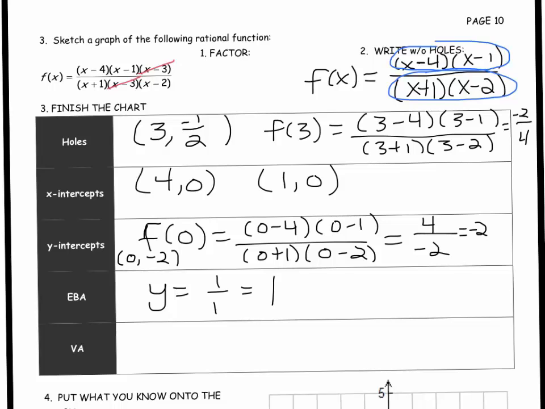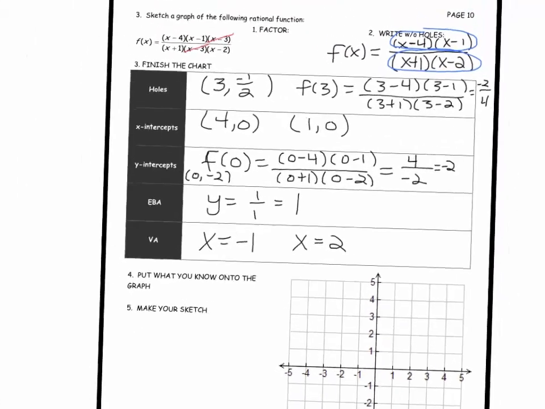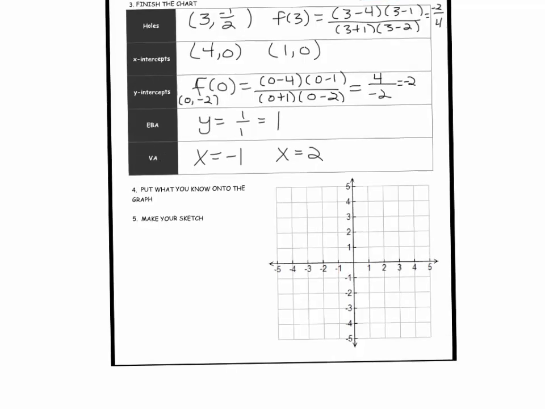And for the vertical asymptotes, you want to look at what x values would make the simplified version of the function undefined. It looks like I've got an x plus 1 and x minus 2 in the denominator, so if x was negative 1, the function would be undefined, and if x was 2, the function would be undefined. Those are the locations of the vertical asymptotes. Now I'm going to put all of this information on the graph down here. I'm going to zoom out a little bit, to see if I can keep the graph and all of the information on the screen at the same time.